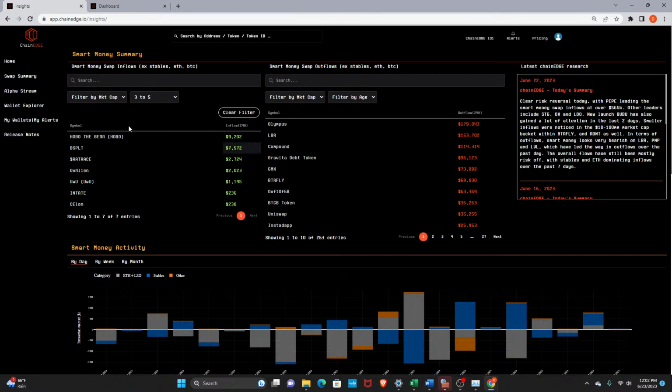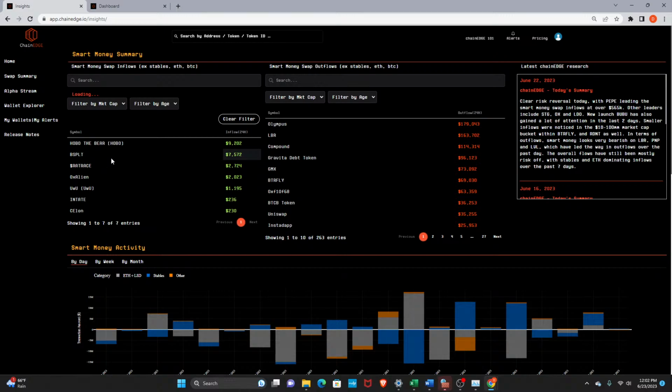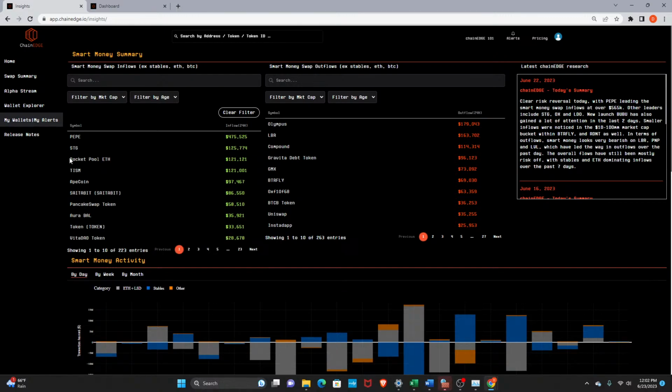You can see the same thing without the filters. You also just get a quick sense of what's in, what's the flavor of the day. Like Pepe, you can see what people are bearish on. Like LBR has been quite bearish over the last day or so.